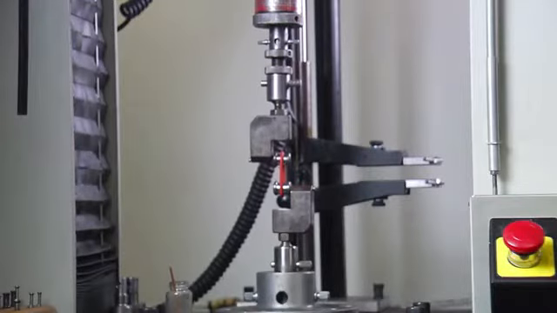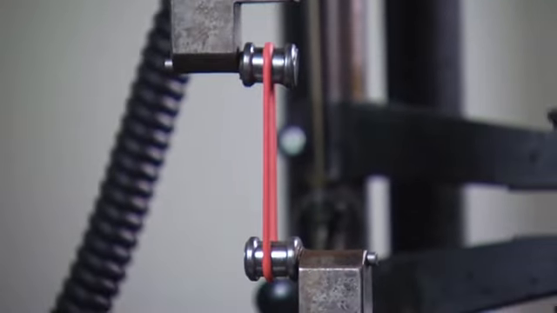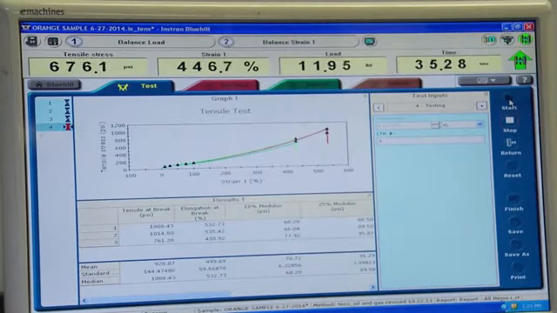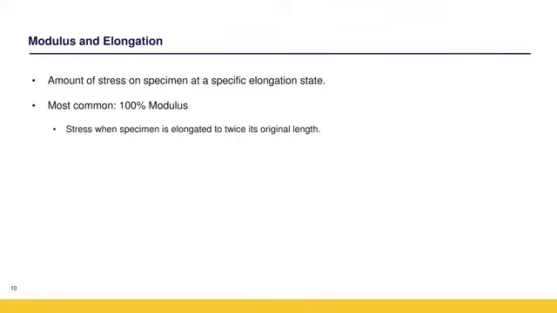ASTM D1414 requires O-ring testing to loop the specimen over the spools, which are pulled until the O-ring breaks. Tensile strength is the maximum stress achieved before failure, and this value is reached at the maximum elongation value. Ultimate elongation is the percent change from the original length to the length at failure. Modulus is the stress at a specified elongation, typically 100%, which is double the original length.